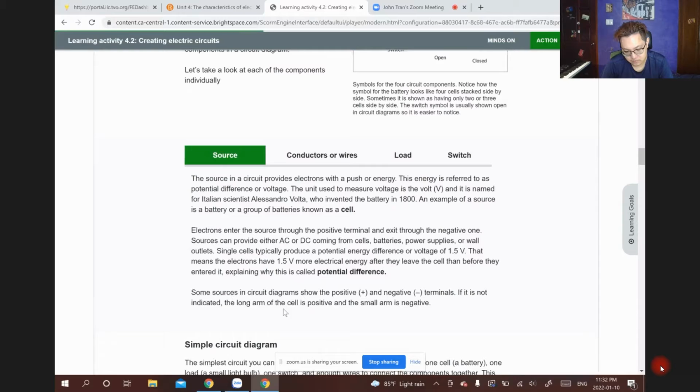Some sources in circuit diagrams show the positive plus and the negative minus terminal. If it is not indicated, the long arm of the cell is positive and the small arm is negative.